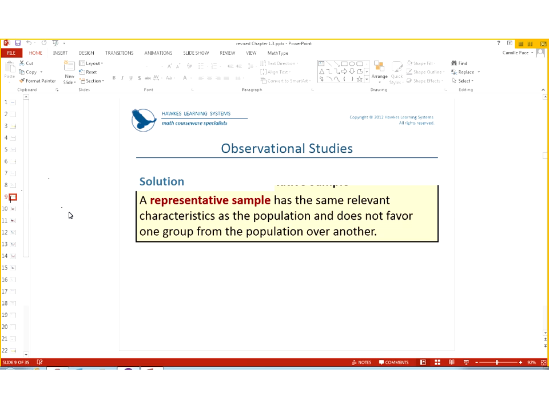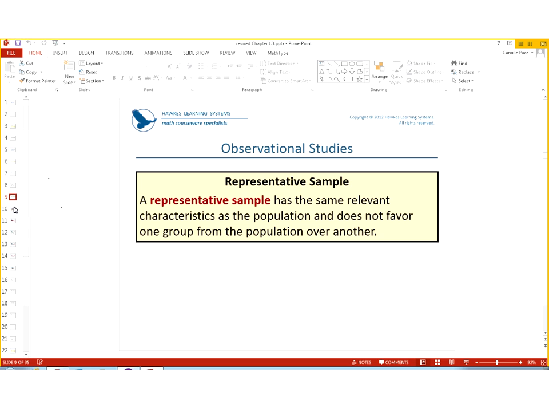A representative sample means that you're going to have the same relevant characteristics as the population, and it doesn't favor one group from the population over another. It's really important when you start taking samples that you take the right sample. So to take a representative sample, you want to make sure that the sample you take has the same kind of characteristics as your population, and that you're not putting more younger people than older unless that's how your population truly is.